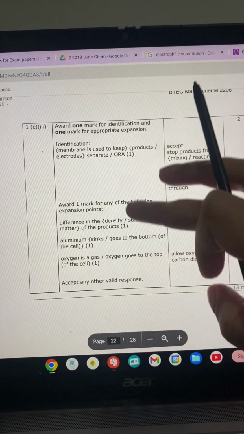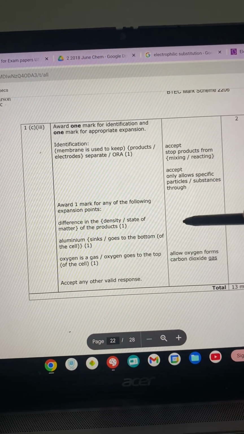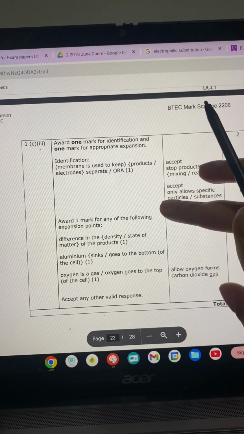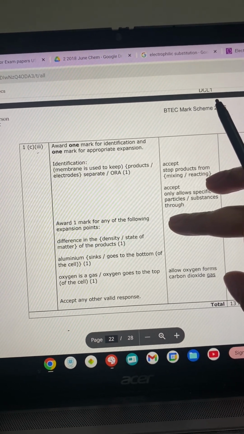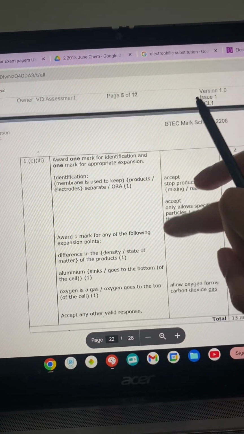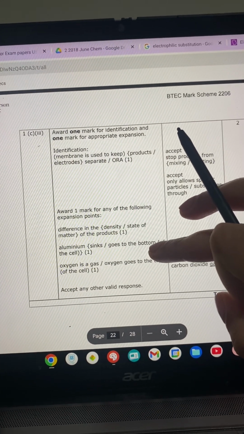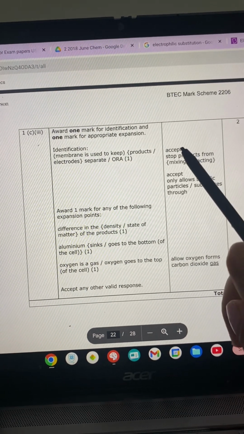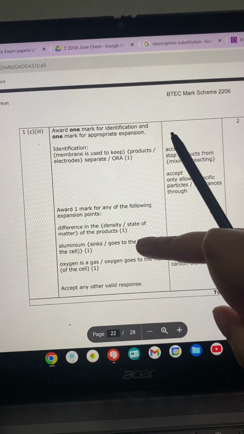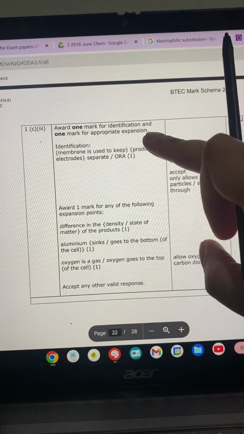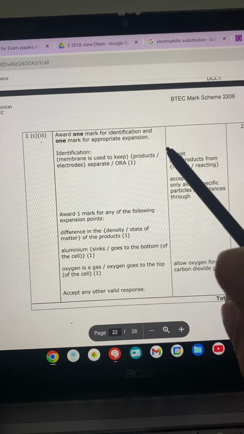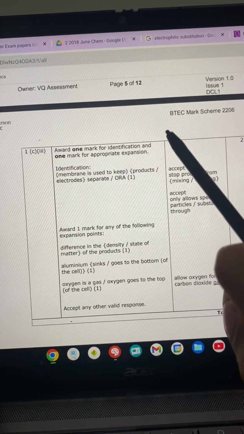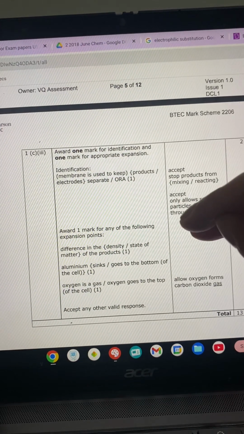So the reason why we don't need a membrane cell in the electrolysis of aluminium oxide is that the aluminium sinks to the bottom and oxygen goes to the top because of the difference in density. Oxygen is a gas, so it goes to the top, whereas aluminium goes to the bottom. A membrane is always used to keep the products separate, okay? Make sure you remember that. That's why we need this in brine solution, because there's a chance of everything mixing, okay?